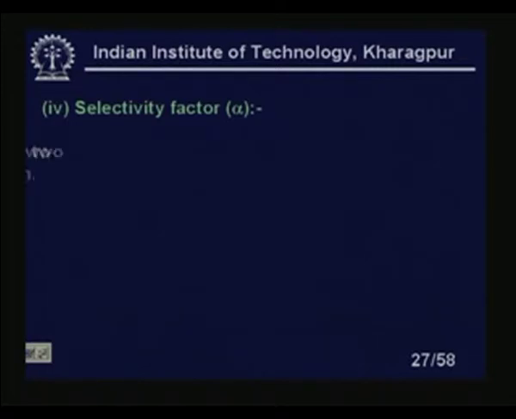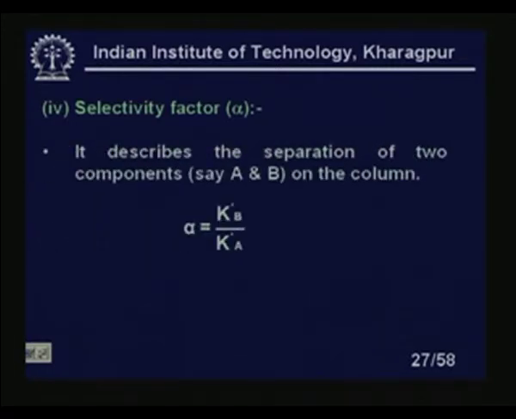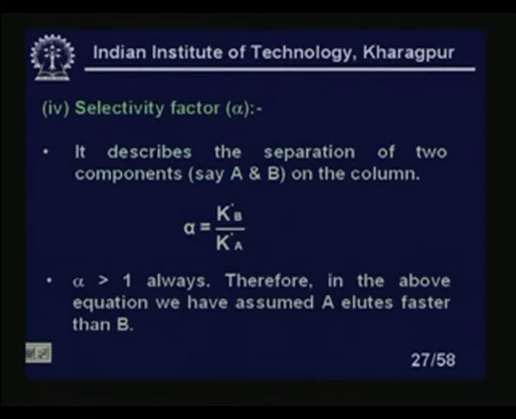Selectivity factor alpha, it describes the separation of the two components, say A and B, on the column. Alpha equal to K dash B upon K dash A. Okay, for two components we have K dash B and K dash A. Alpha is always greater than 1, because in the above equation we have assumed A elutes faster than B. So, A is coming out faster than B.